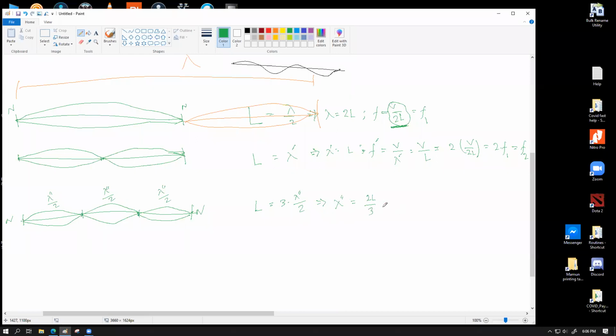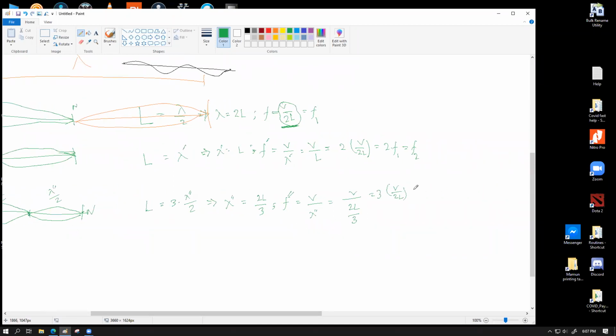So let's keep it up over here. If I now try to calculate the frequency of this sound wave, let's call it f double prime, it can be given by frequency equals speed divided by wavelength. Now I'm going to replace these values. So this would be v divided by 2L by 3. If I take the 3 out, I'm going to get 3 multiplied by v by 2L. So what I'm left with is 3 times the fundamental frequency, which gives me this new frequency, and this is usually called the third harmonic.